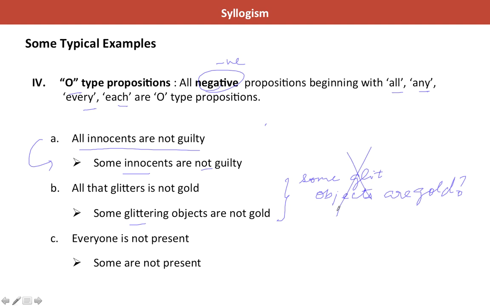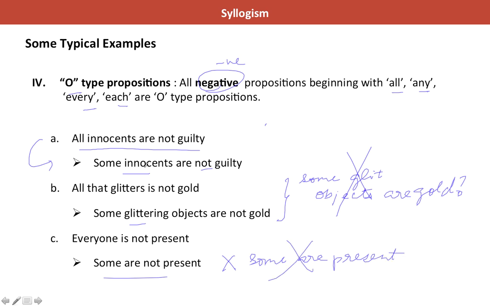You cannot draw this conclusion. Why not? We'll discuss in the next slide. Everyone is not present, it means some are not present. I cannot say that some are present. I cannot say this. I can only say that some are not present.